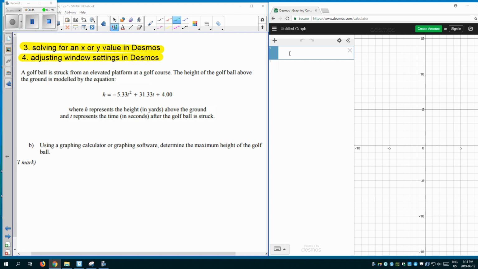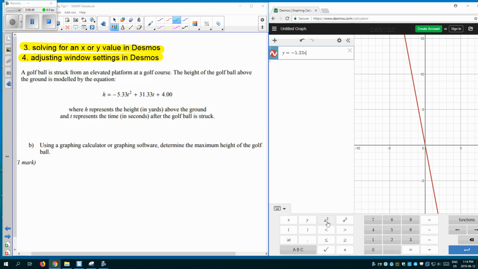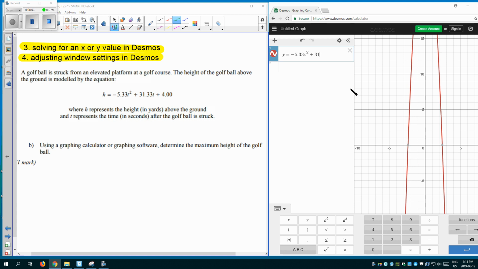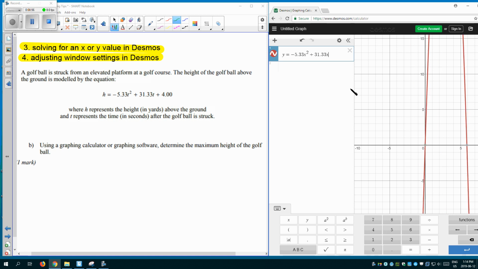We can type this into Desmos. You can type it in exactly as you see it, using the h's and the t's, or you can use y equals negative 5.33 x squared. Make sure you know how to square a value, plus 31.33x plus 4. Okay, let me just adjust that. I didn't say plus 4 there. Now it's working. And I'm going to go right to tip 4.